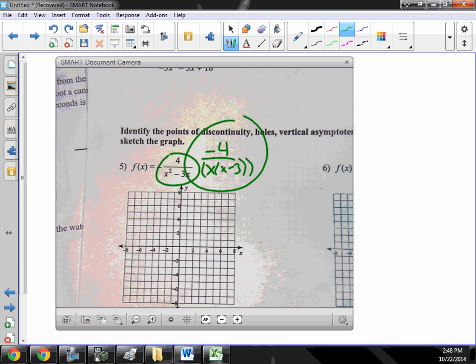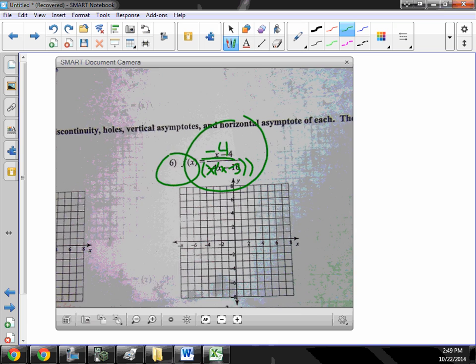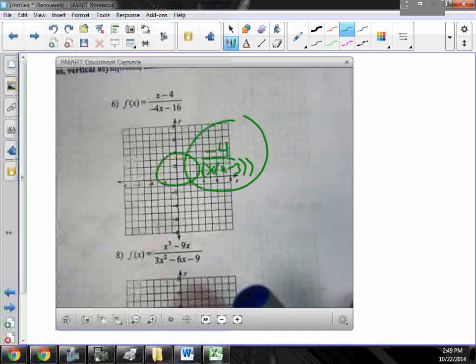Well, this one is going to have a VA at 0 and at 3. Has an HA where? They all have HAs. 4 over x squared, it's at 0 because the bottom is bigger than the top. Okay? So let's do number 8 together.